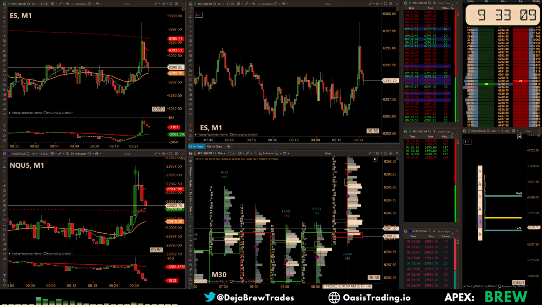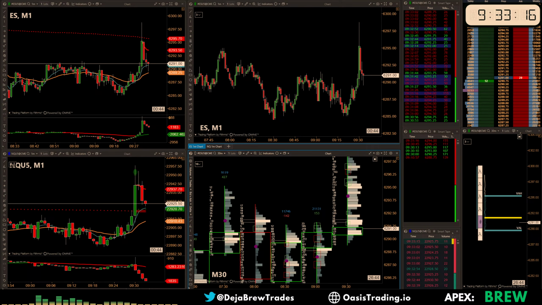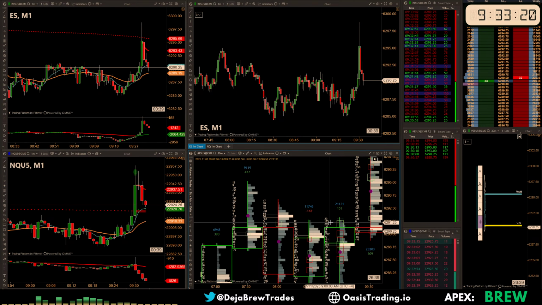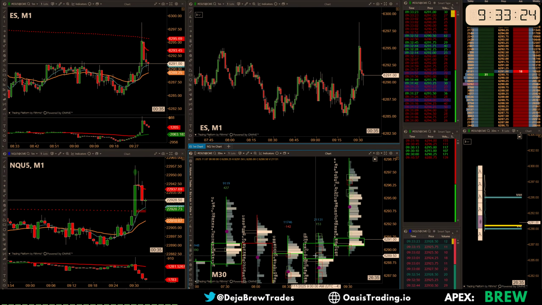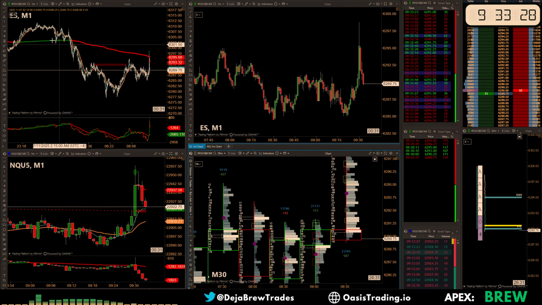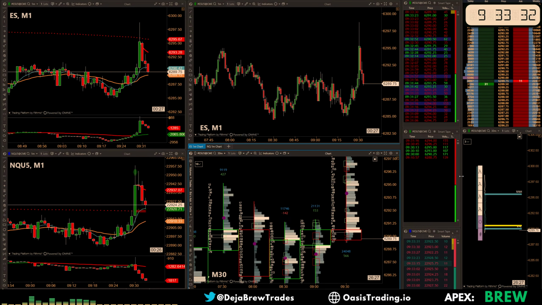Turning into a little bit of a sweep on the open, same as yesterday. Yesterday we had an immediate sweep of the high, which ended up being a pretty decent trade. Keep an eye on these 30-minute highs here. A lot of highs around 91, 93, 95. Currently sweeping all of them. I don't think that's the overnight high. Overnight high is way higher because of that early sell-off.